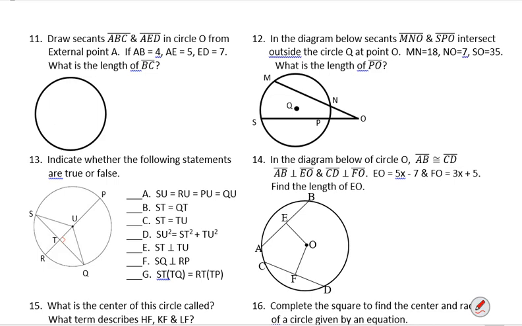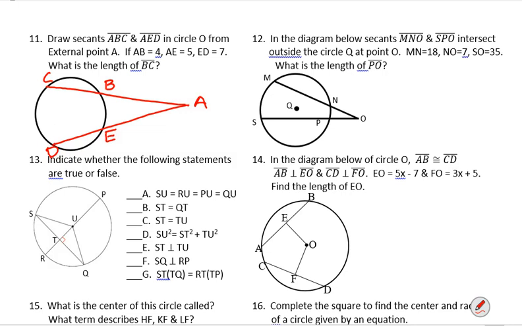So on number 11, it says draw secant ABC. Now on the test, it's not going to tell you to draw, but you're going to need to do this. So I'm going to go ahead and draw a secant and another secant that intersect. It says ABC and AED. So I know this point's got to start out here, A. I'm going to call this one B and this one C. And then I'm going to call this E and this D.